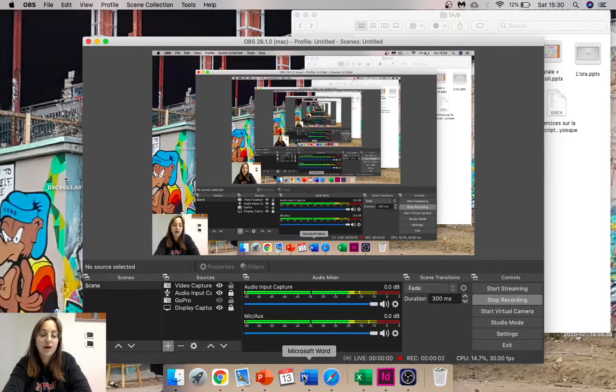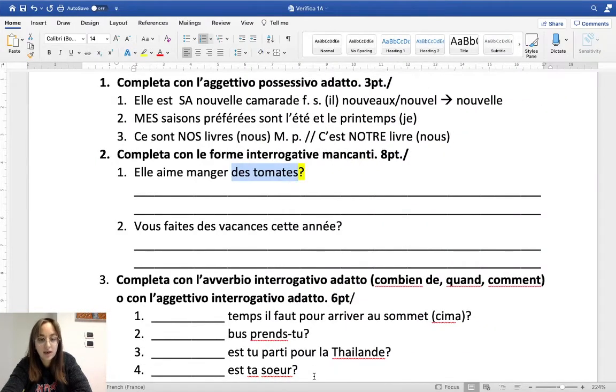Welcome to our second class. We are going to see today la forme interrogative. You can find it in page 25. So we are going to study how can I ask things in French. There are three ways of making a question.